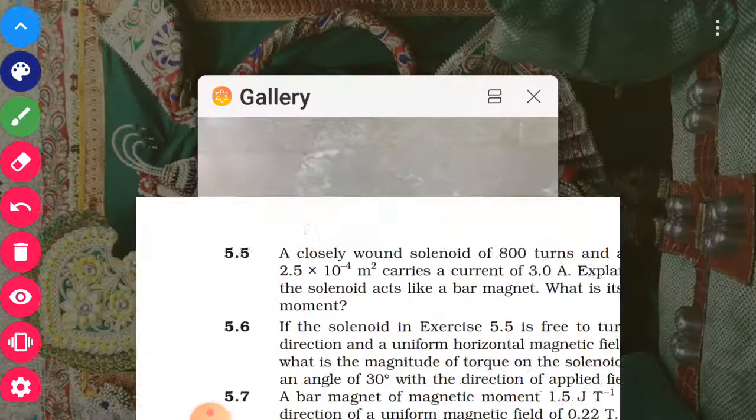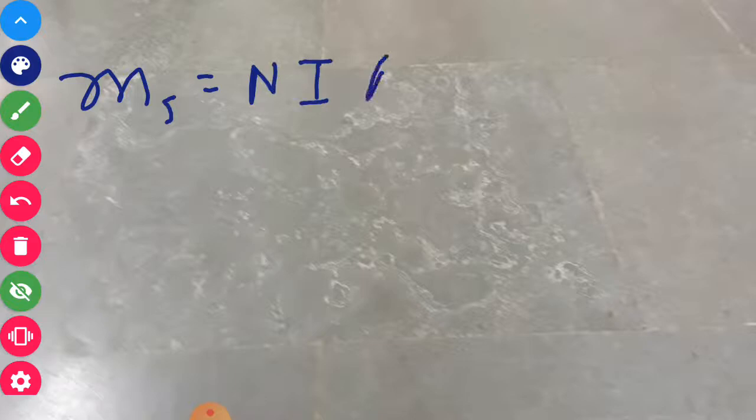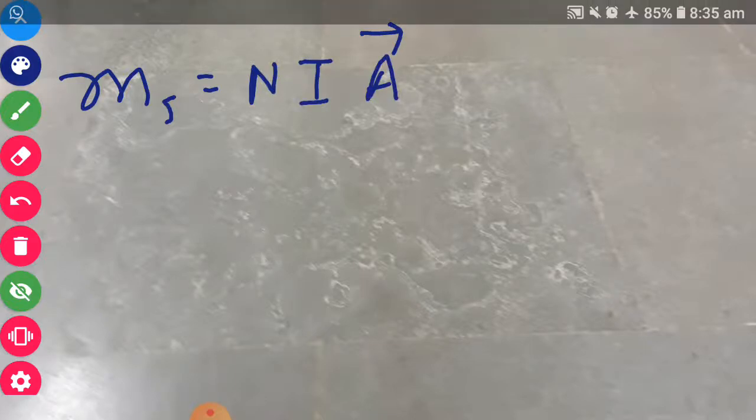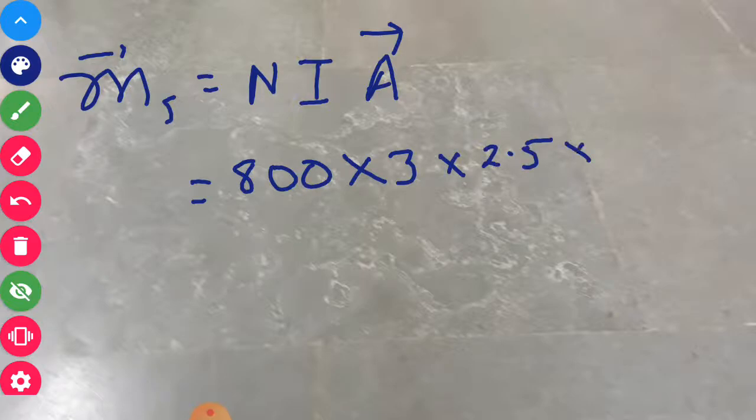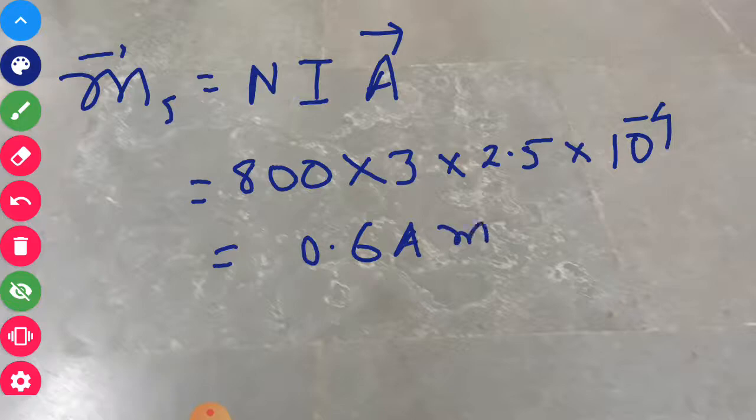Now, first of all, we shall find the magnetic moment, and the magnetic moment of the solenoid is given by the formula. Say m_s, I write for solenoid, it is n into I into A. Here A is a vector quantity, so this will also become a vector quantity. And if you write the values here, the number of turns, the current passing through it, and the value of area, this answer will be 0.6 ampere meter square.